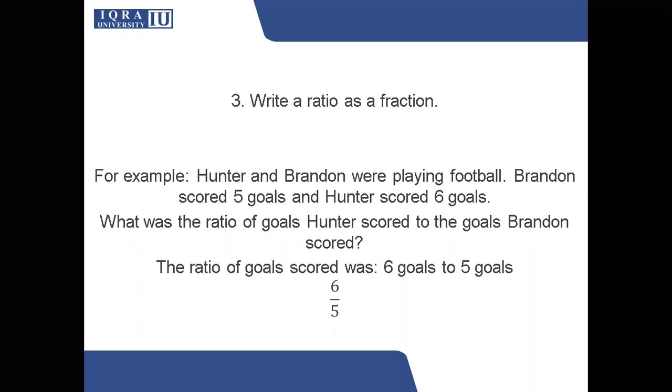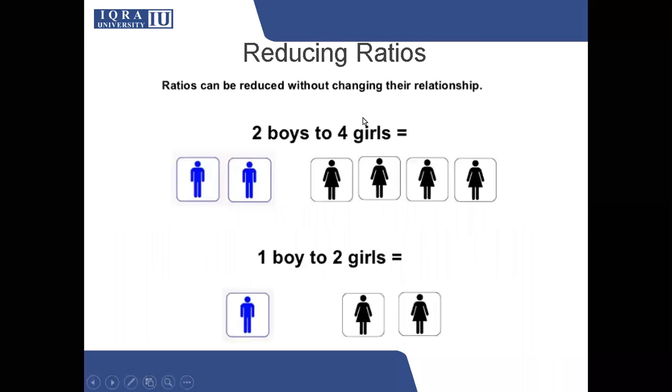Next up, what we need to realize is how we can reduce ratios. Ratios can be reduced without changing the relationship. 2 boys to 4 girls, what is the ratio? I can say 2:4. And 1 boy to 2 girls, 1:2. Now you might say these are two completely different ratios, but they're not. 1 boy to 2 girls, this ratio is the same as over here.